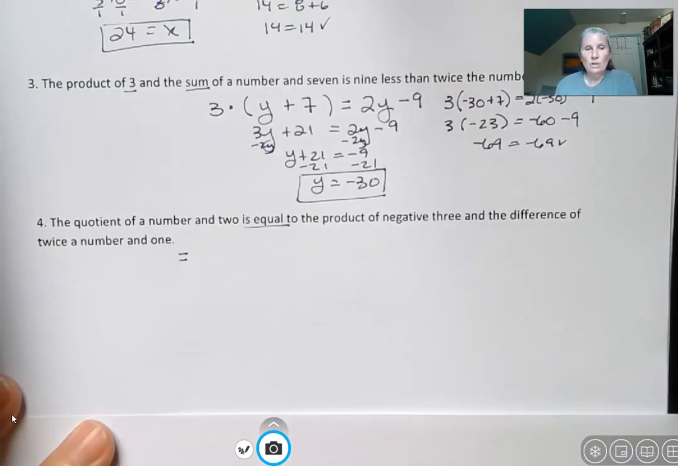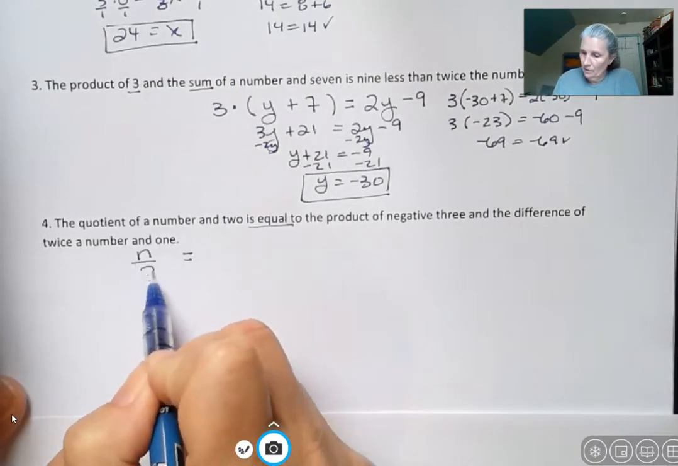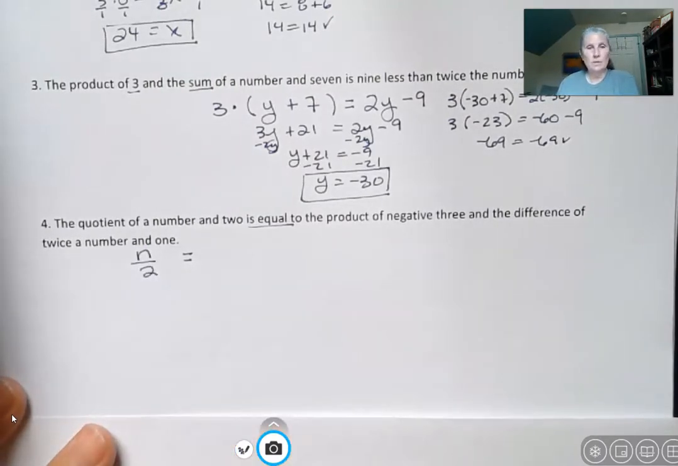So the quotient of a number is a division, and when we write division, we want to use that fraction bar. So the quotient of a number and 2, whatever is stated first is on the top. So I'm going to say n over 2. That's the quotient of a number and 2.